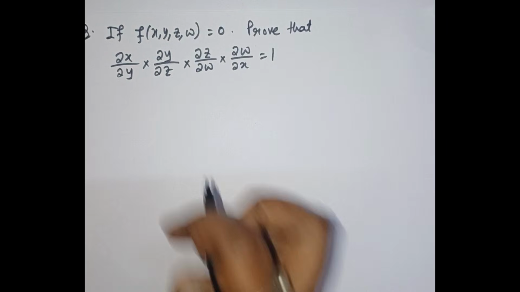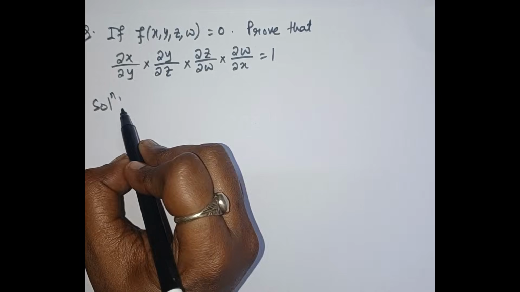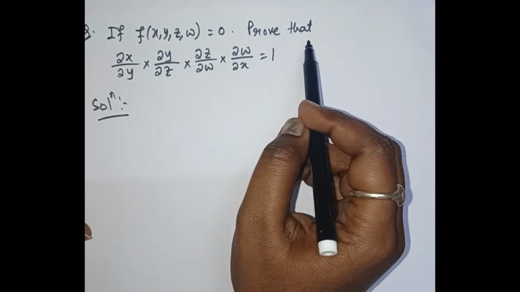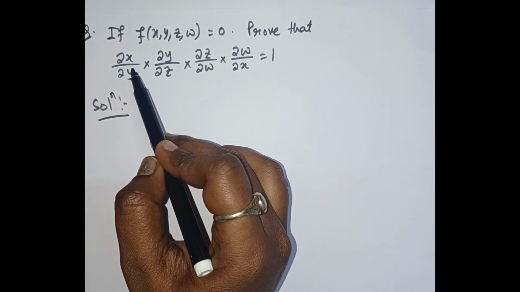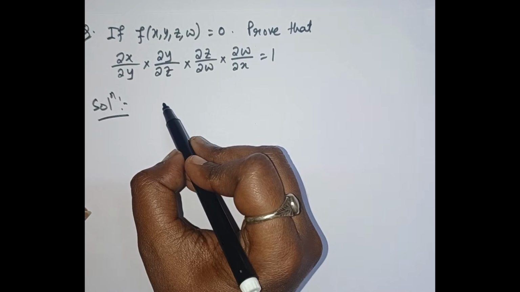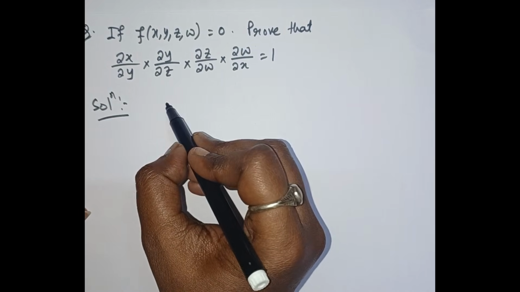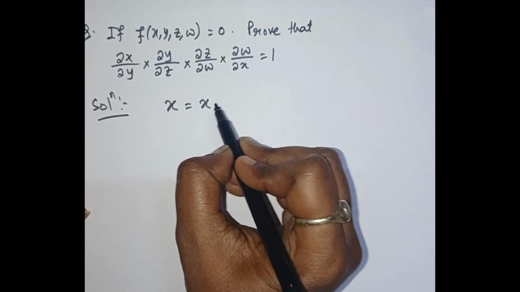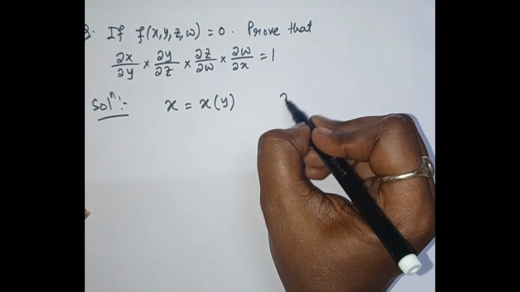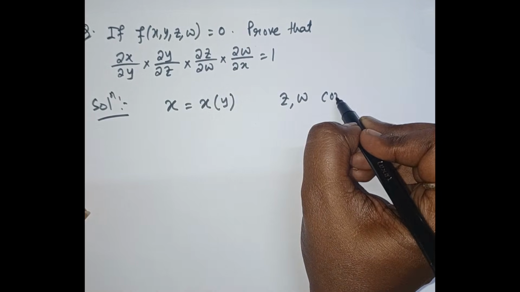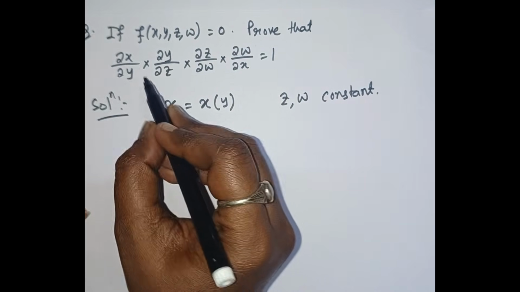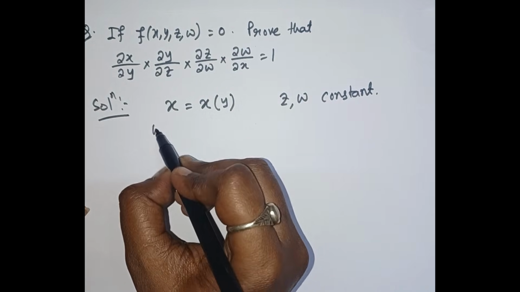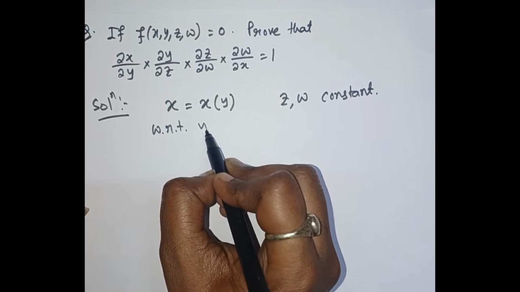Next question. If f is a function, f of x, y, z, w equal to 0, then we have to prove this multiplication equal to 1. Look, we have to find del x del y. That means we have to take x as a function of y and consider z and w constant. For the first time, consider z and w constant and x is a function of y. Now we have to find del x del y.